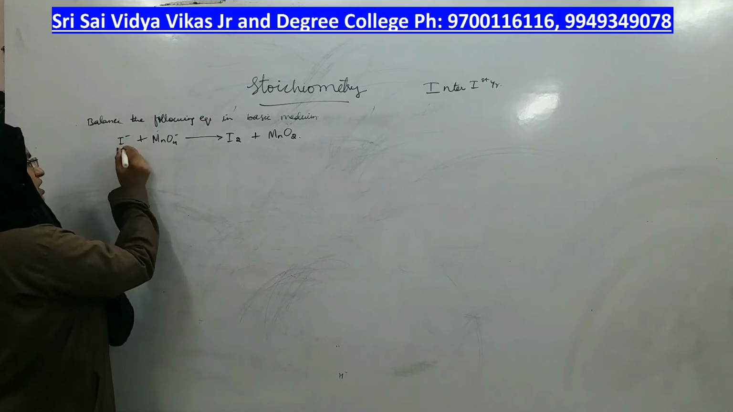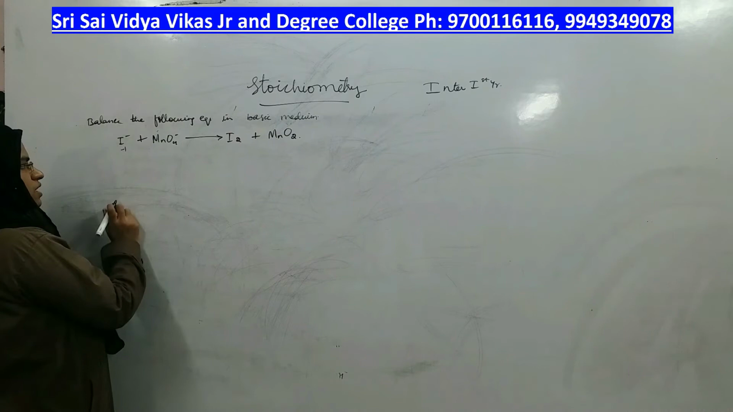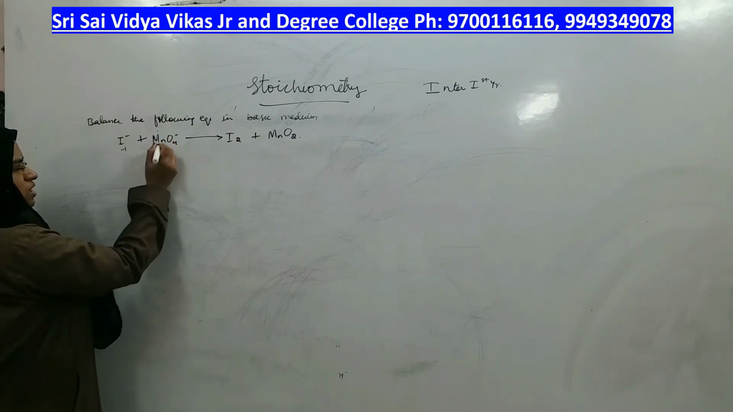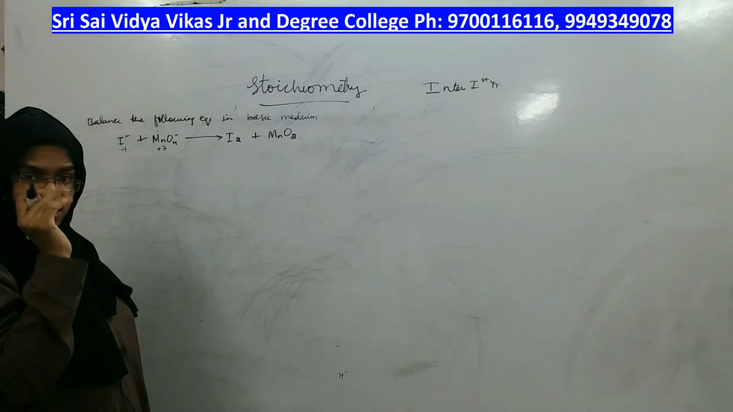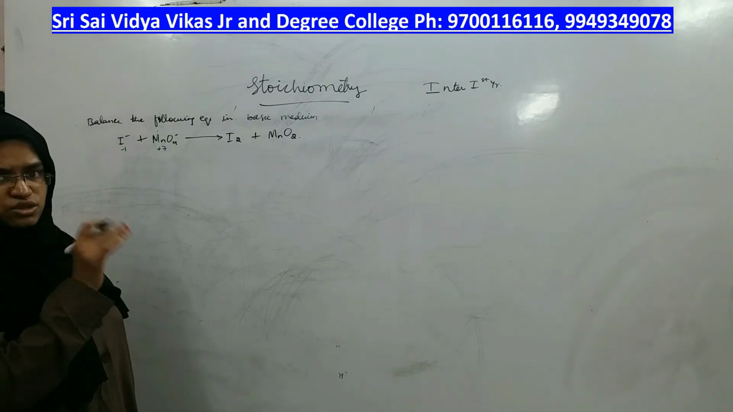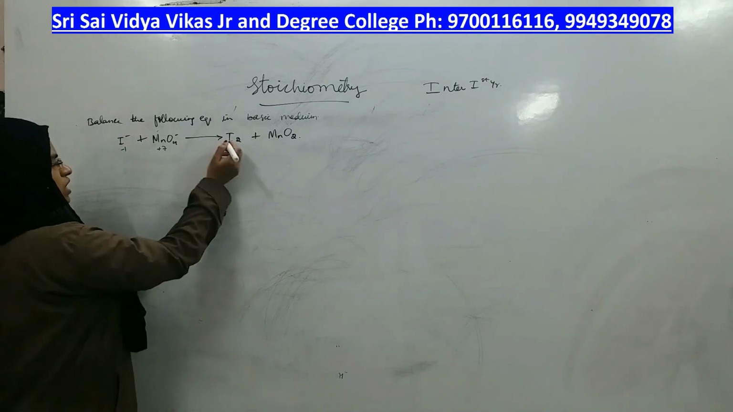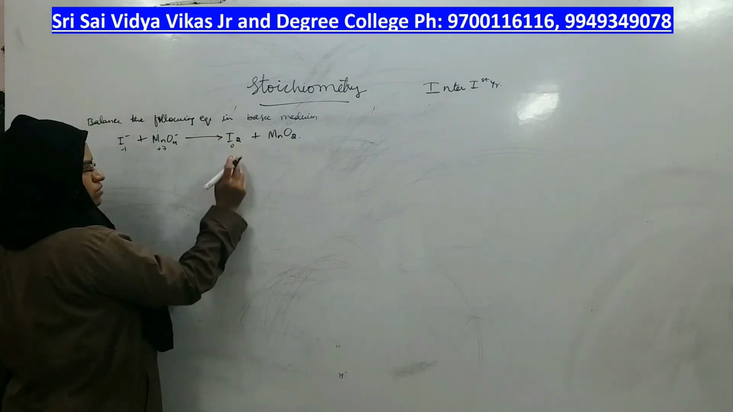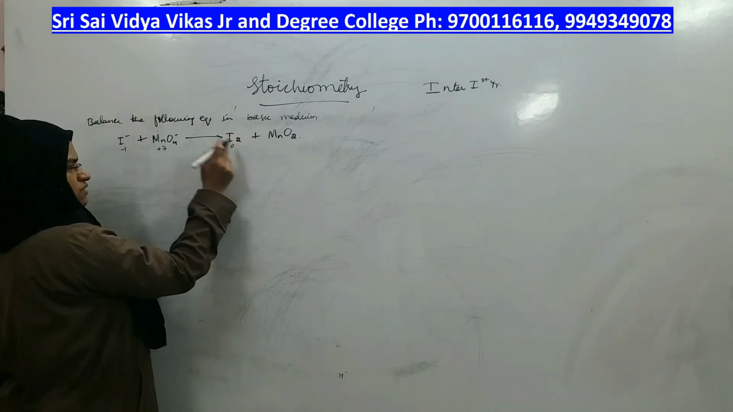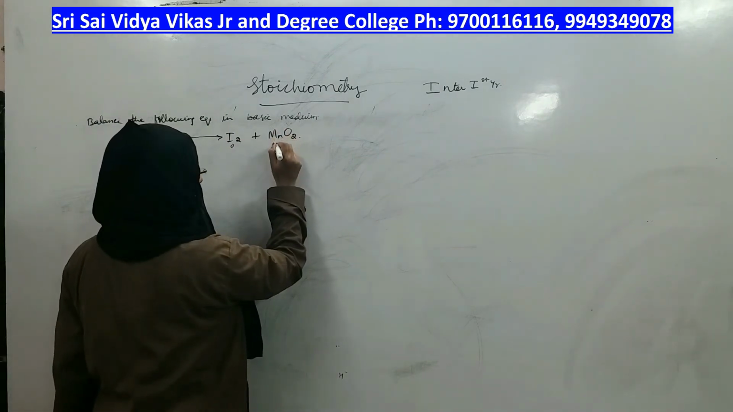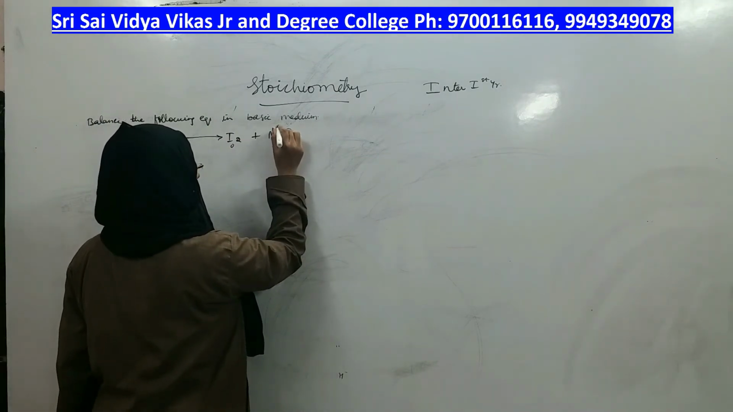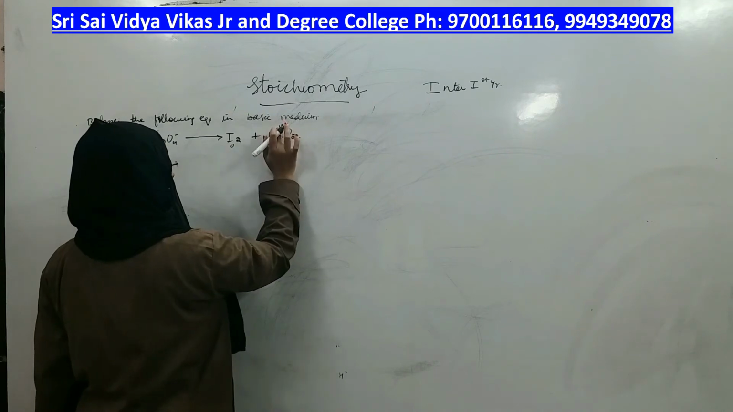You have to know the oxidation state. What is the oxidation state of this? -1. What is the oxidation state of this? +7. I will not be calculating because we have already seen all the oxidation states together in one paper. Okay. So iodine is 0. Iodine is a neutral molecule in which each iodine is having 0. Right. Here what is the oxidation state? +4.